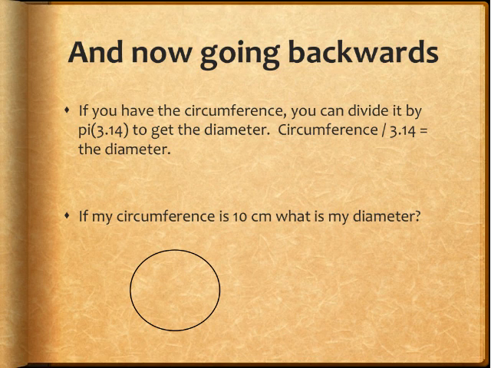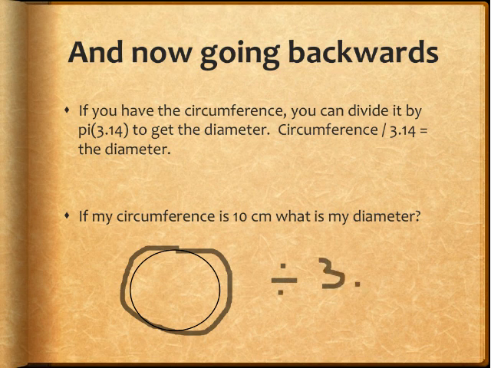The circumference of the circle you can get, if you have the circumference, you can divide it by pi to get the diameter. So circumference divided by 3.14 to get the diameter. So if you measured all the way around this circle, and then you divided that by 3.14, you're going to get the distance across the middle. So I'm going to change this to red now. Your answer is going to be this, right here.